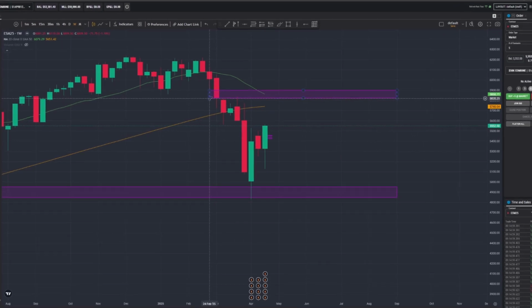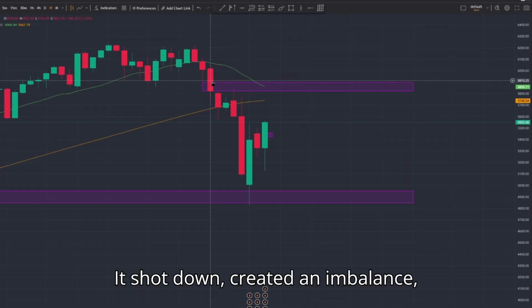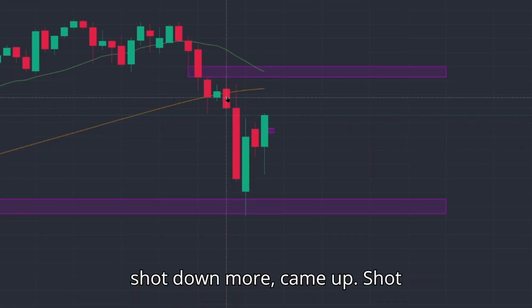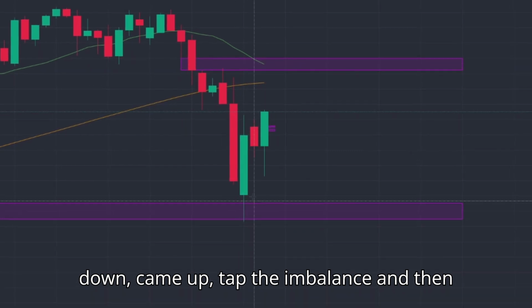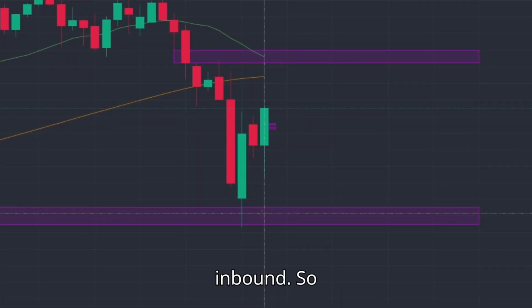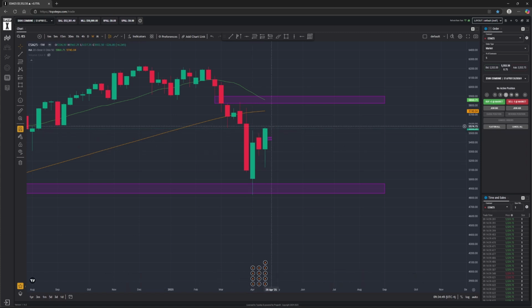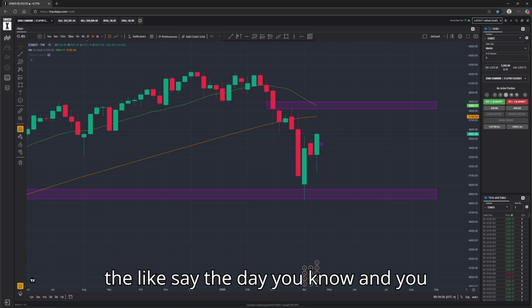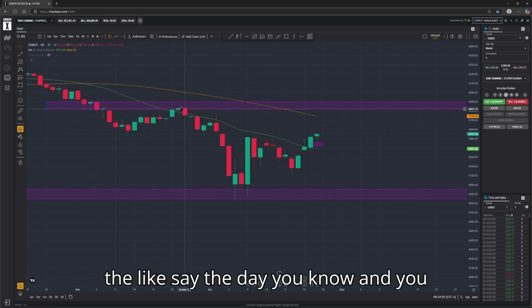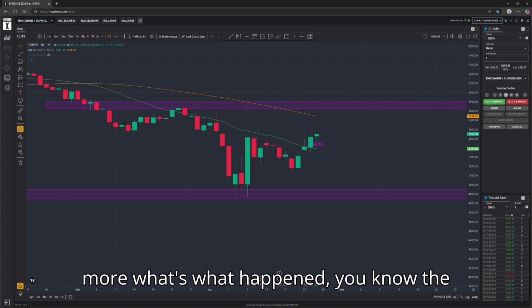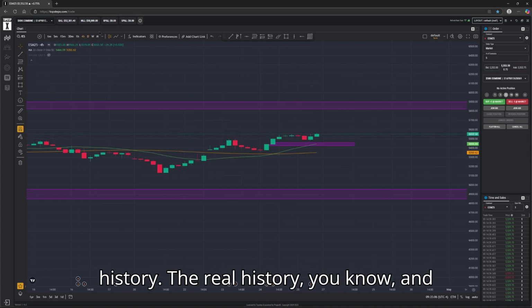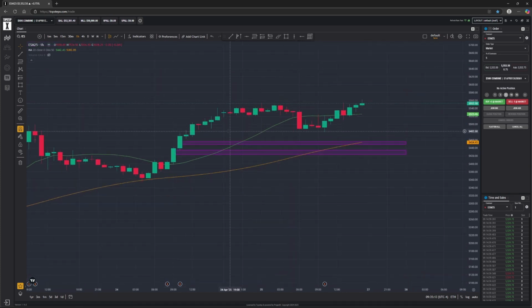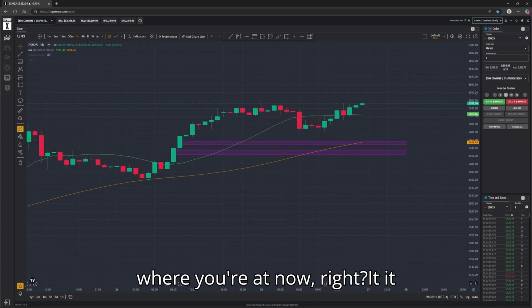It shot down, created an imbalance, shot down more, came up, shot down, came up, tapped the imbalance, and then proceeded to go down back to another imbalance. So now it tapped that imbalance, came back up, and as we go closer into, say, the day, you're able to see a little bit more of what happened, the real history, and you just keep going down, and you see where you're at now, right?